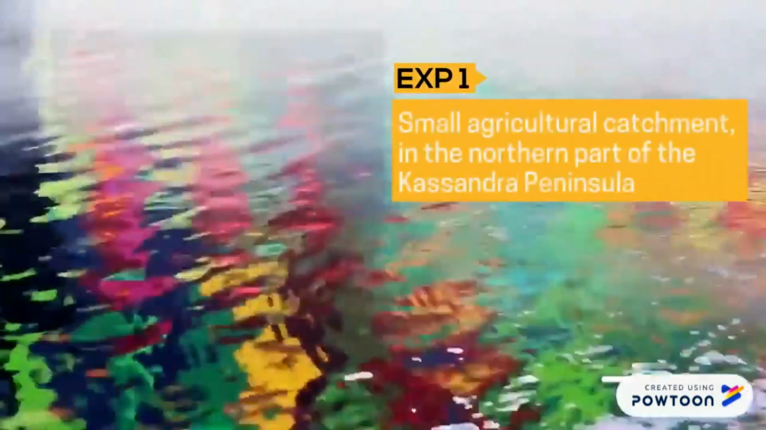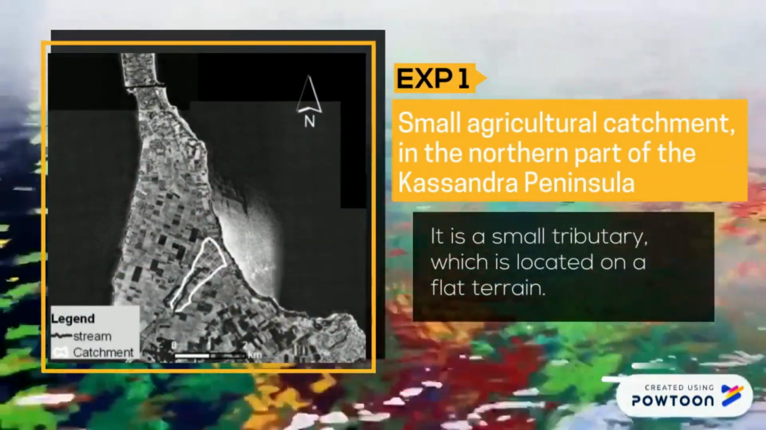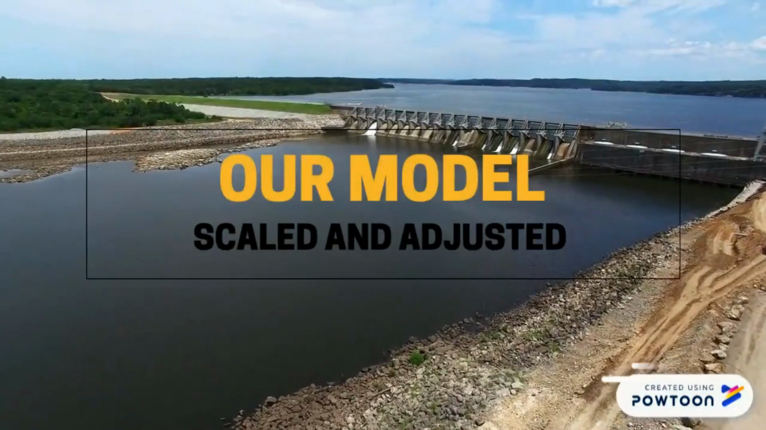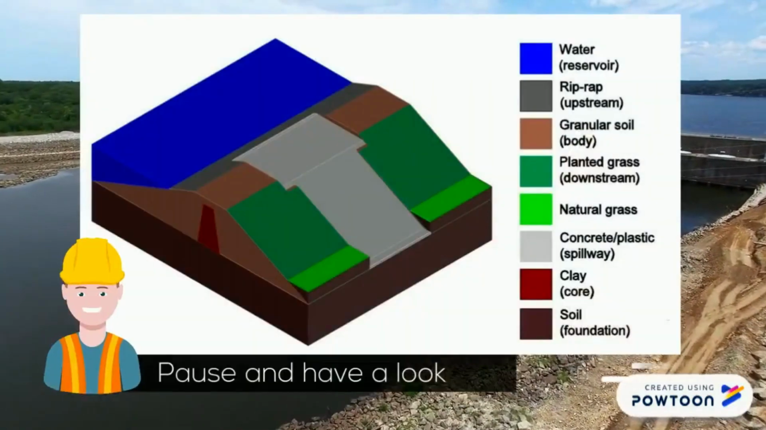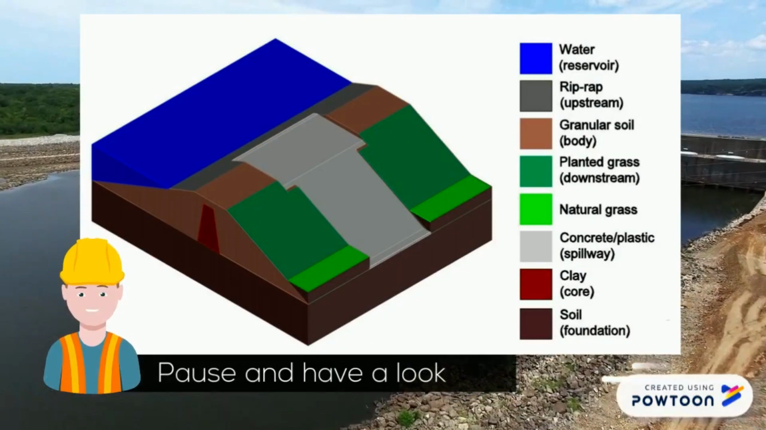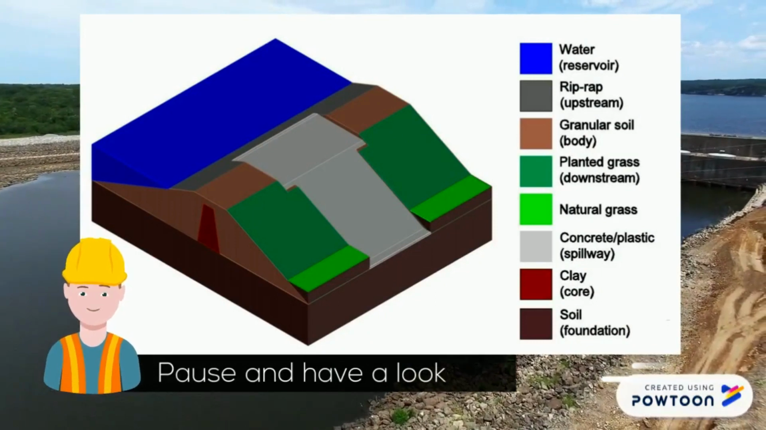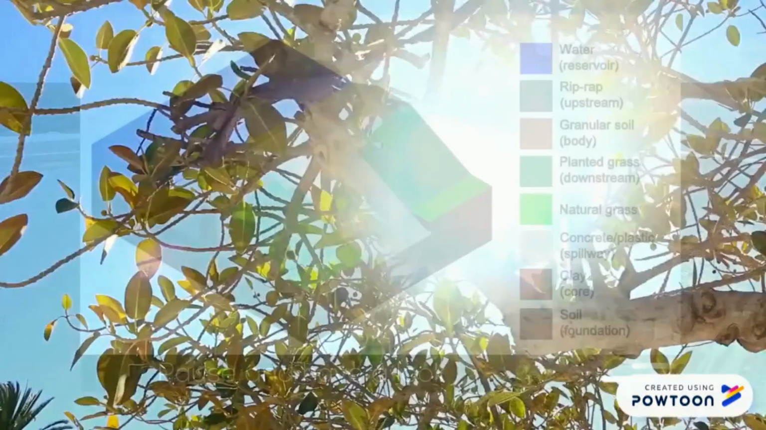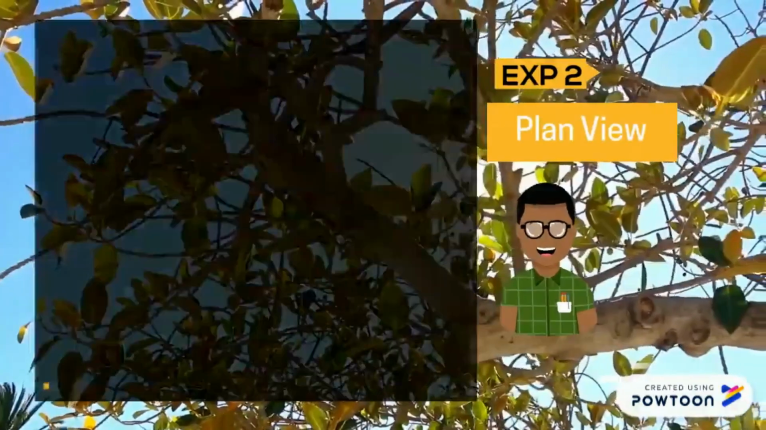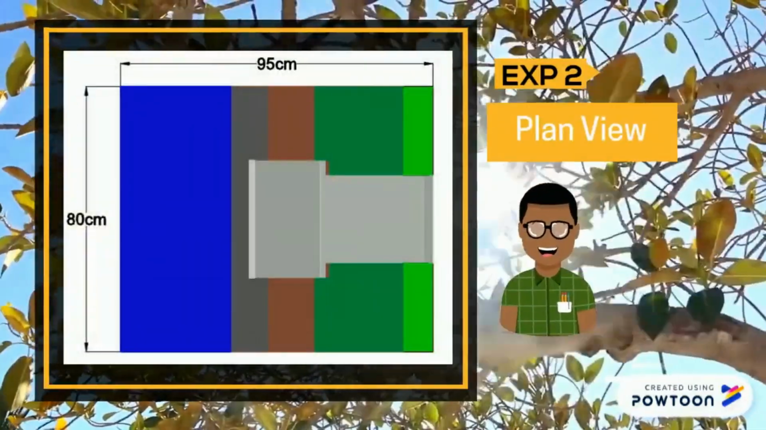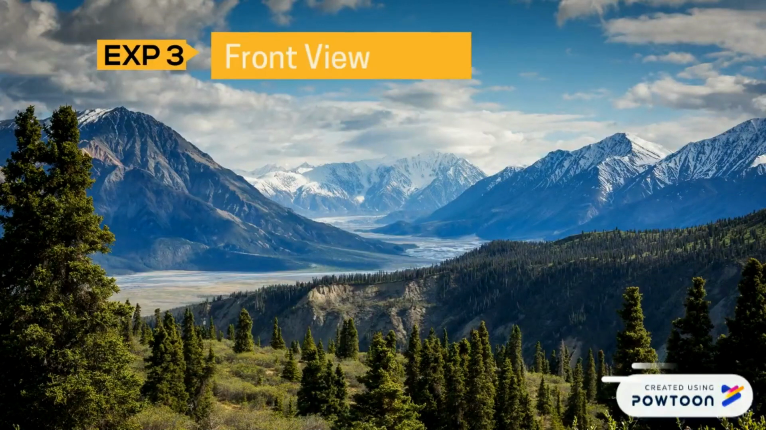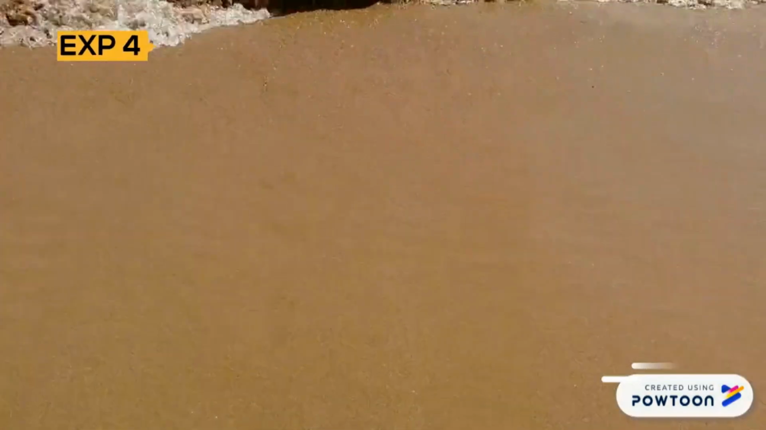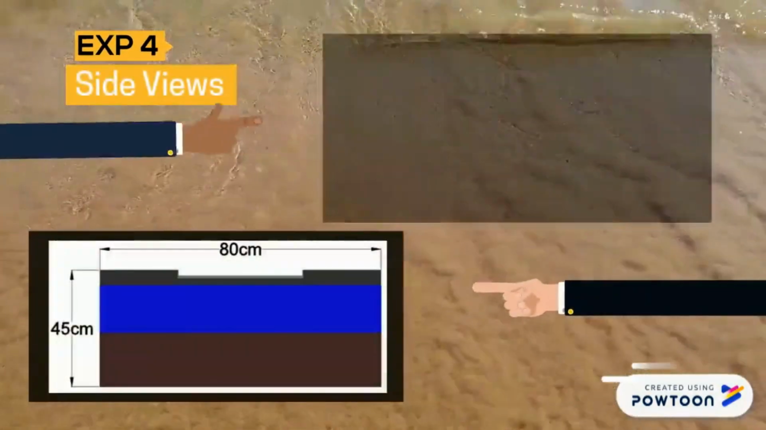Our model is based on a small agricultural catchment in the northern part of the Cassandra Peninsula. It is scaled and adjusted. So basically we have the reservoir, upstream, body, downstream, spillway, core, and the foundation. And now this is the plan view. And this is the front view with respective slope gradient. And finally, we have the side views.